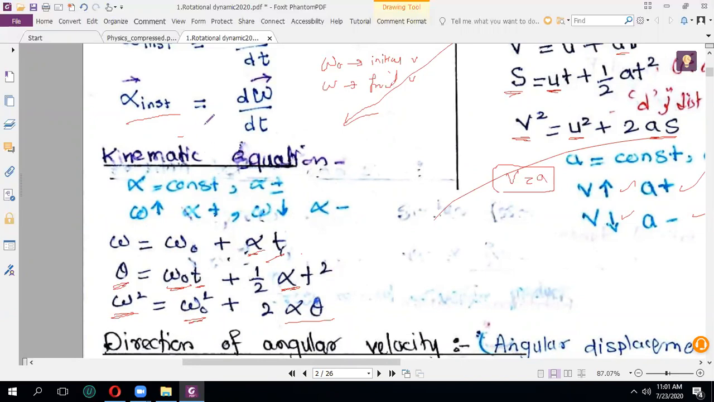Now remember this formula. This is your old concept, class 9, 10. Now you have to remember this part.